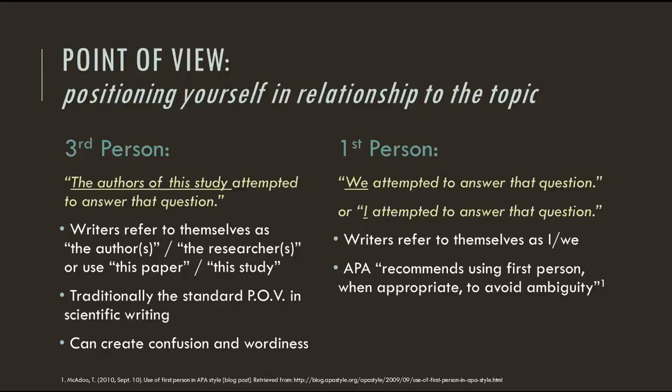For example, it may not be clear whether the term the authors refers to the authors of the current paper or the authors of outside sources that have been incorporated into the paper. The American Psychological Association actually recommends using the first person I or we to help distinguish the writer or writers of the paper from authors of outside sources. But different professors, disciplines, and even academic journals have their own preferences, so make sure to ask about the preferred point of view whenever you receive a writing assignment.